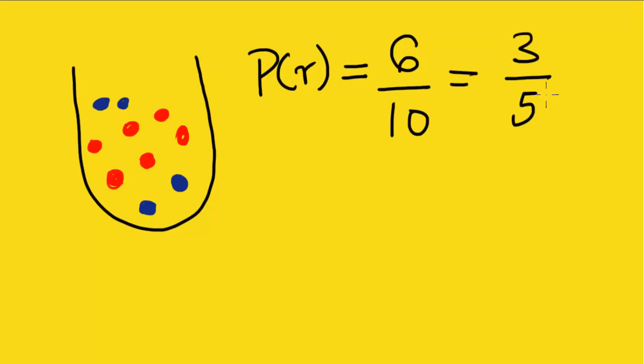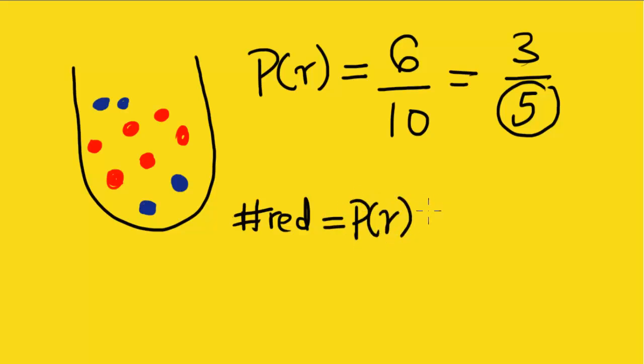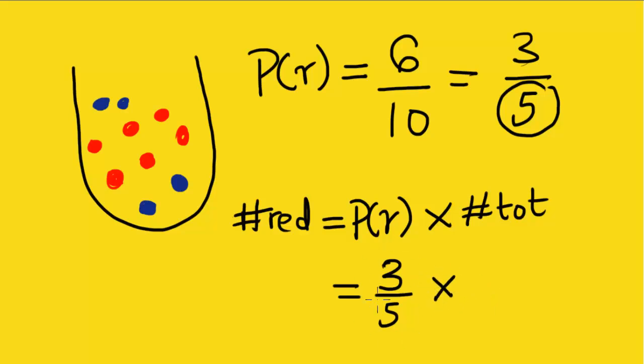And the way to interpret it is that out of every 5 balls, 3 will be red. So if I asked you to find the number of red balls, you would multiply the probability of picking a red ball by the total number of balls. So out of every 5 balls, there are 3 red balls. Multiplying this proportion, because the probability behaves like a proportion, like a ratio, by the total number of balls, 10, will give you the total number of red balls. So 3/5 times 10 is 6.